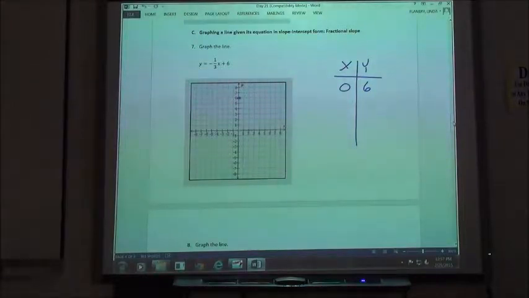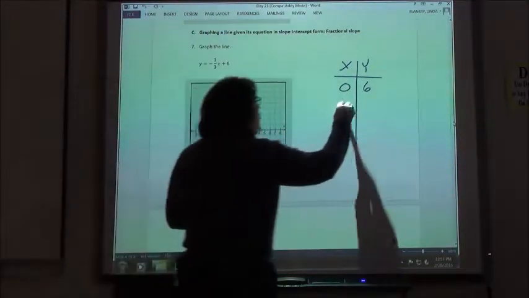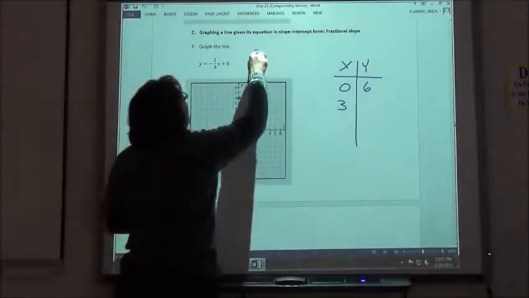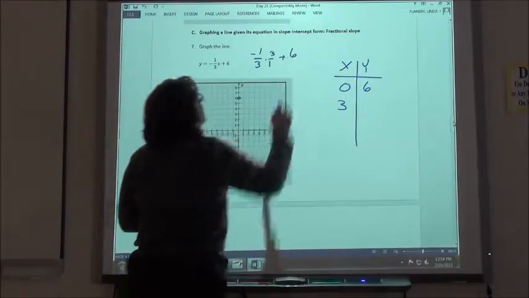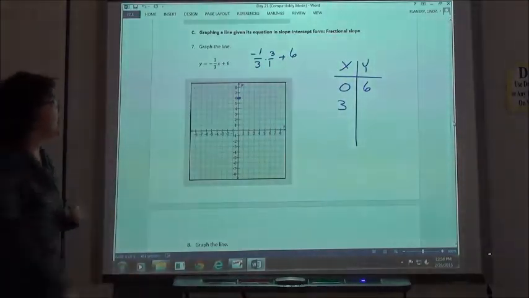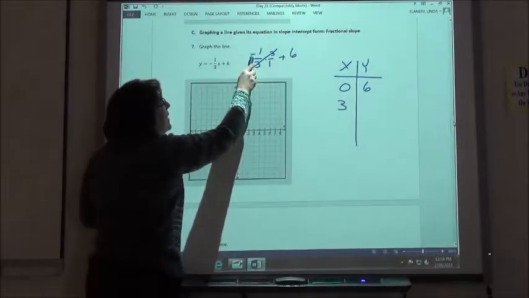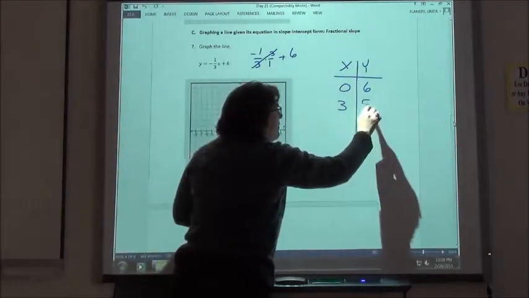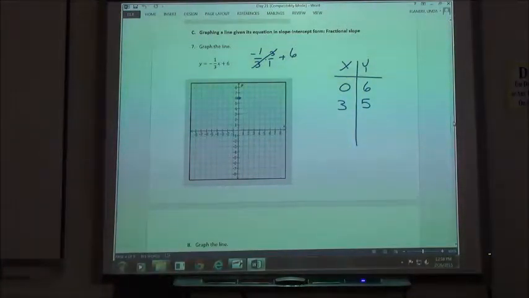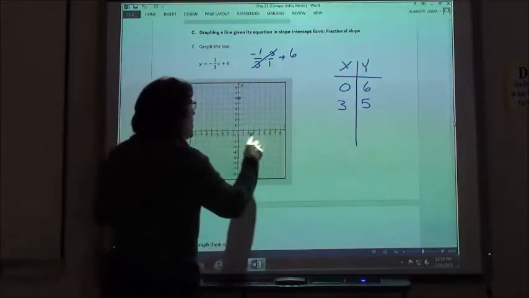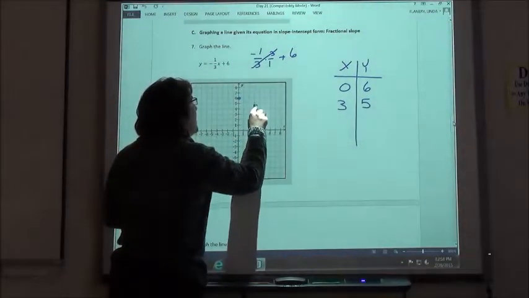Now, when I'm picking my numbers for x, we said because we have that fraction, we want to pick multiples of the denominator. What might I pick for x? 3 would be a good choice because there's a 3 in the denominator. -1/3 times 3 over 1 plus 6. So the 3's cancel. -1 plus 6 is 5, right? So 3 over up 1, 2, 3, 4, 5.